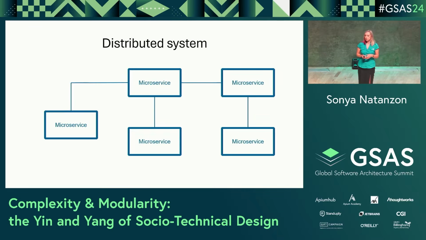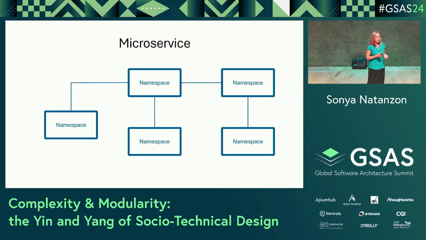Say you're working on a distributed system, microservices architecture. In it, microservices are components that are working together to achieve the overarching goal of a system. But what happens when you zoom into one of those microservices? What do you find inside? Inside, you're going to find namespaces or packages, depending on the tech stack that you're using, and those are working together in order to achieve the overarching functionality of a microservice.